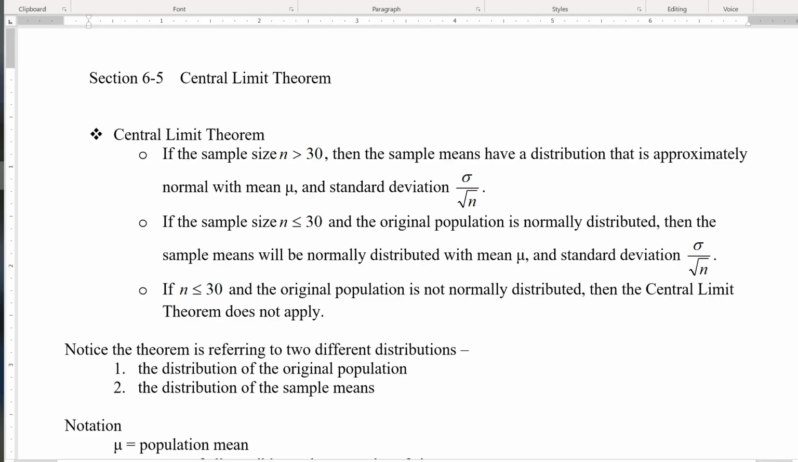So I'm going to recap. I'm a little different than this book because they say greater than 30. That's where they draw the line. I've heard it both ways. Fine, greater than 30 is what they're going to want in your homework.